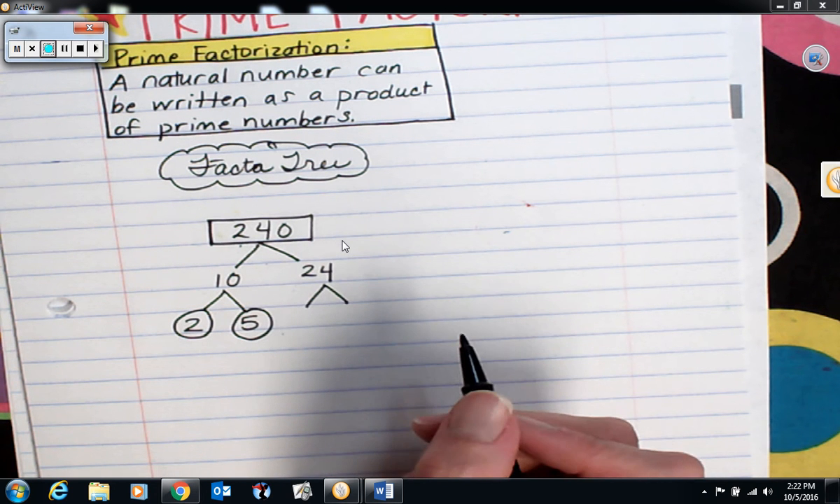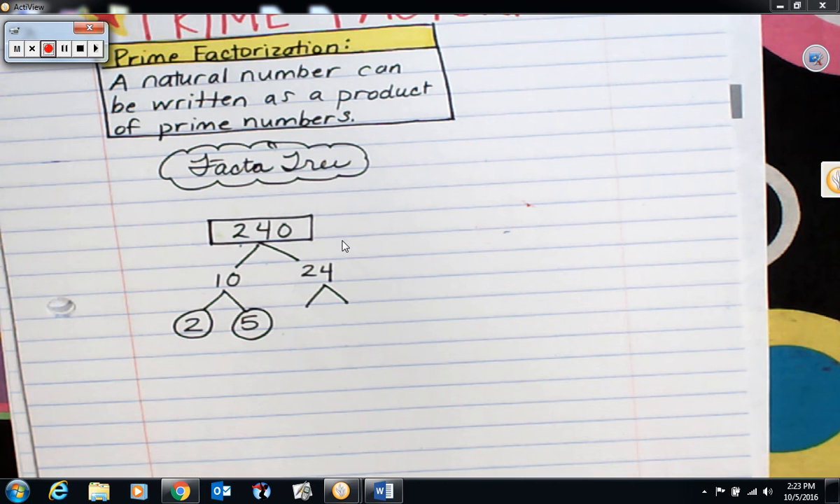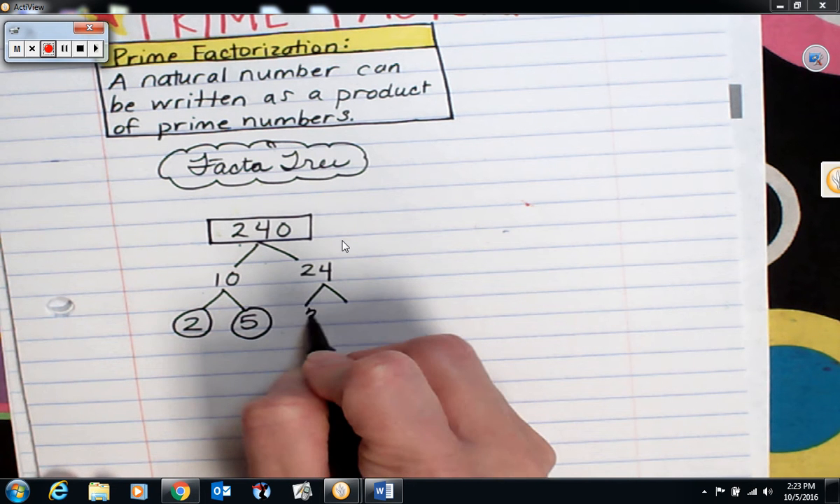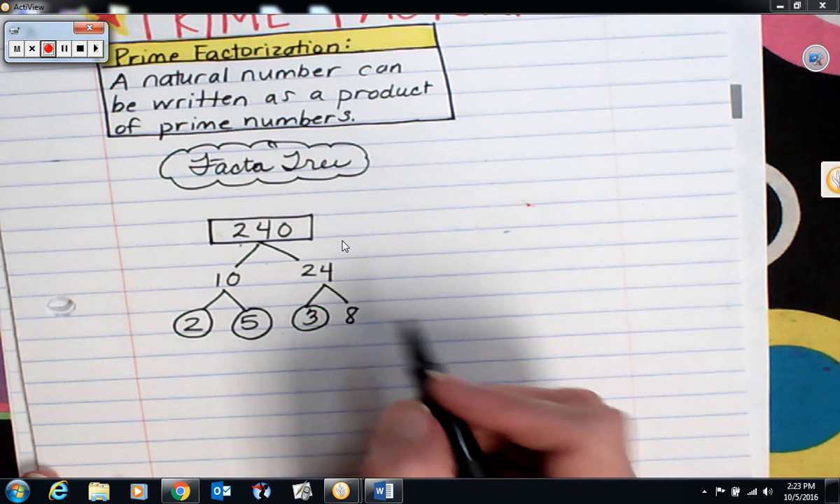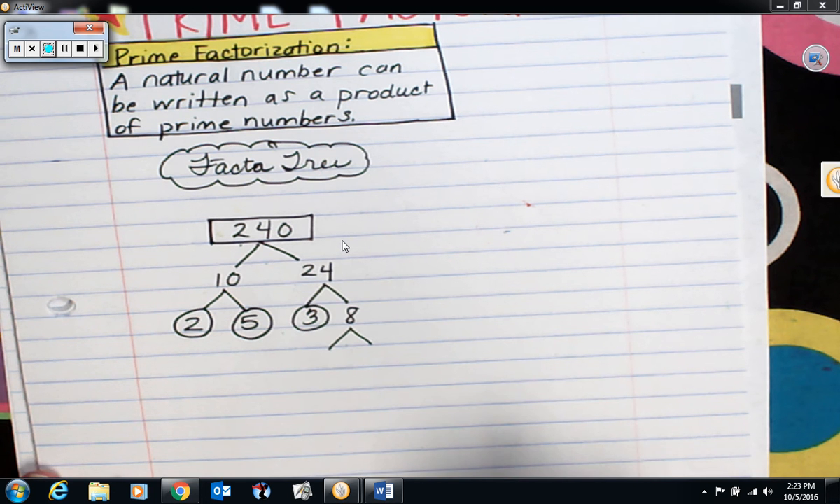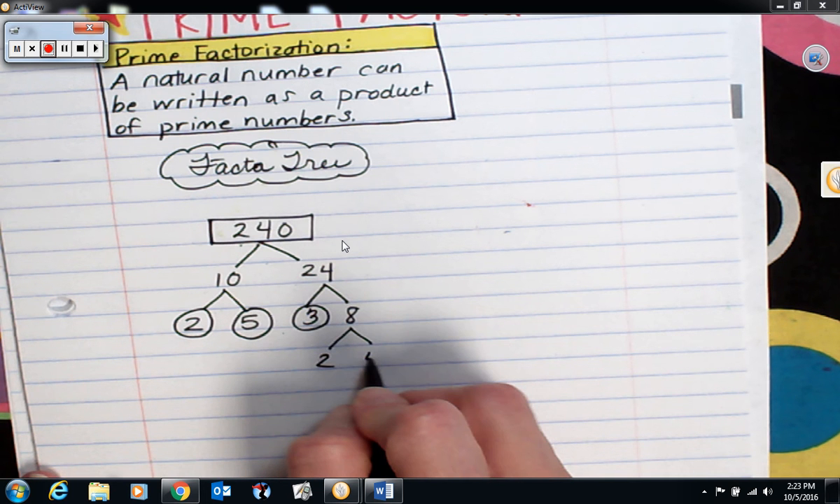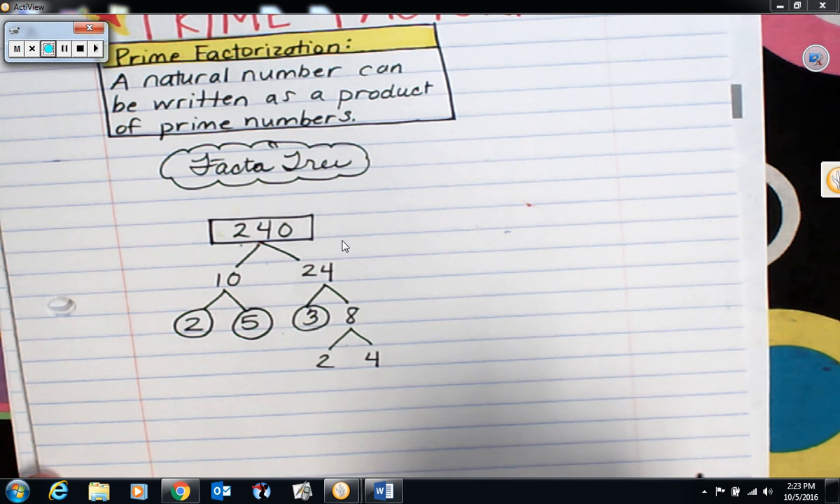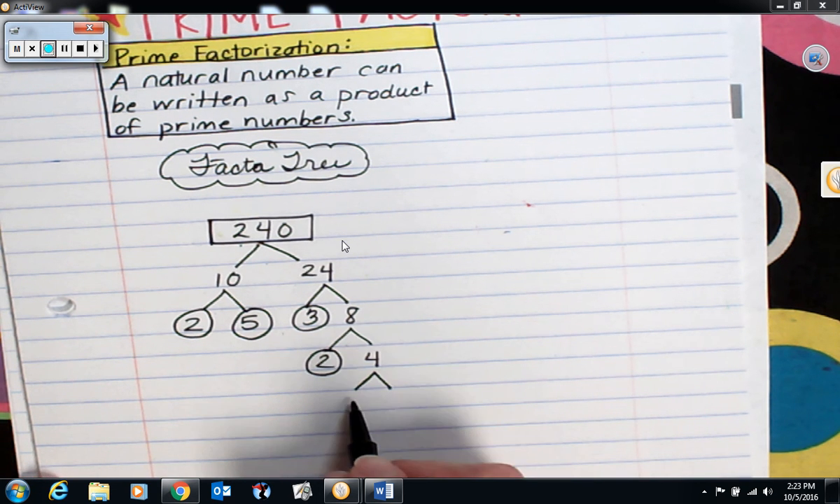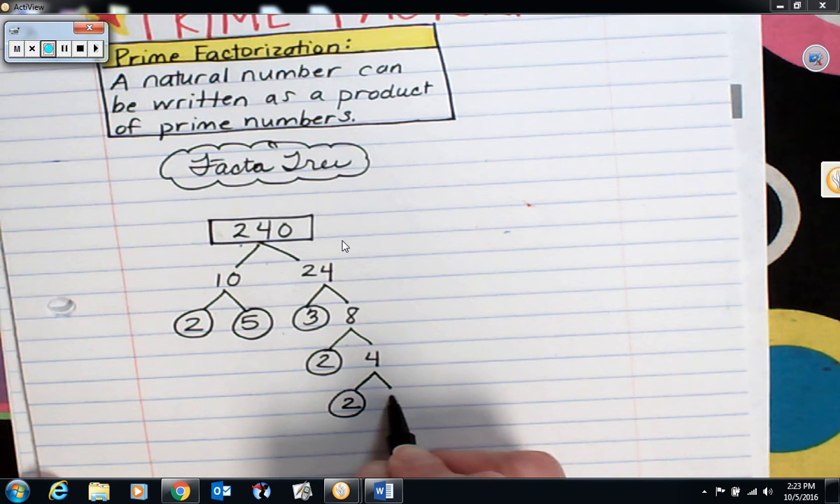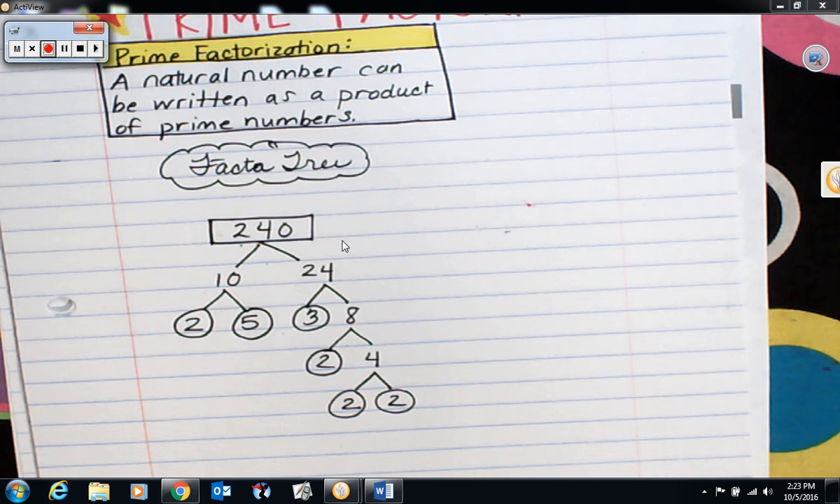Then I need a factor pair to make 24. So I can choose any factor pair that makes 24. 2 times 12, 4 times 6, 3 times 8. Any of those will work. So if I choose 3 times 8, then I'm going to circle 3 because it's prime. And 8 is composite, so it gets a caret. Then I need a factor pair that makes 8. 2 times 4 makes 8. If it's prime, I'm going to circle it. If it's composite, it gets a caret. 2 times 2 make 4. They're both prime, so I'm going to circle both of those.